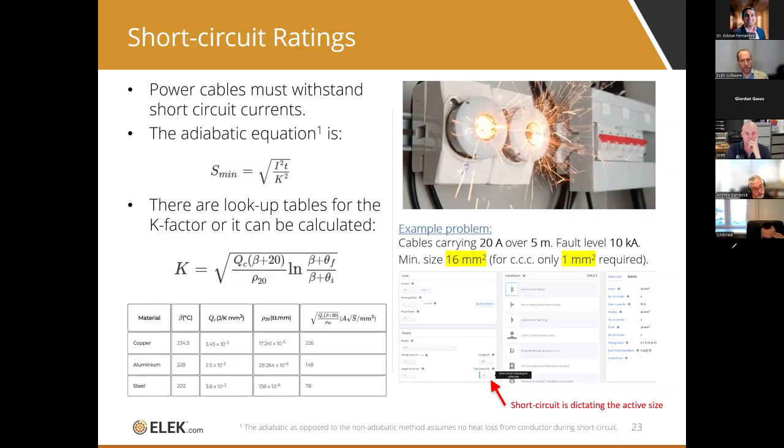Now, in this case, the fault level is relatively high and the length is low. So the fault current over the length of the circuit is not reduced by much. So therefore, the fault current or the short circuit current I is quite high. And therefore, the short circuit rating becomes the dictating factor. You can see in the diagram an image of our software where actually our software indicates the dictating factor. It tells you that the fault level is dictating the cable size, which is an important message for it to give you.